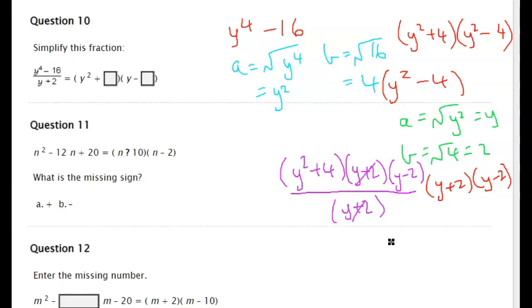And then I'm just left with y squared plus 4 and then y minus 2. Okay, so y squared plus 4. Might not write that in purple actually because it's a bit hard to see, so might stick back to the red. Just get the red up. Okay, so y squared plus 4, y minus 2. So quite a tricky question there.